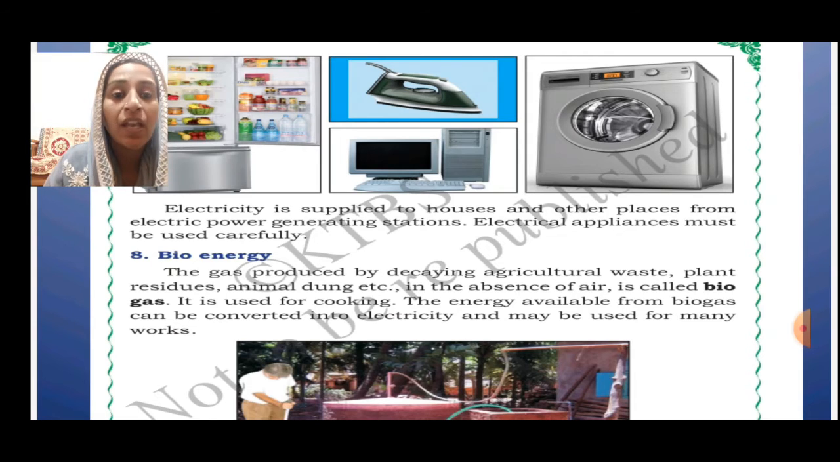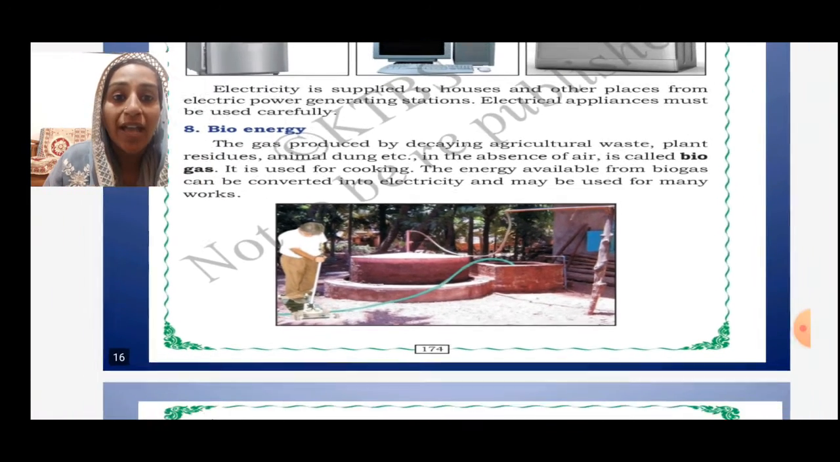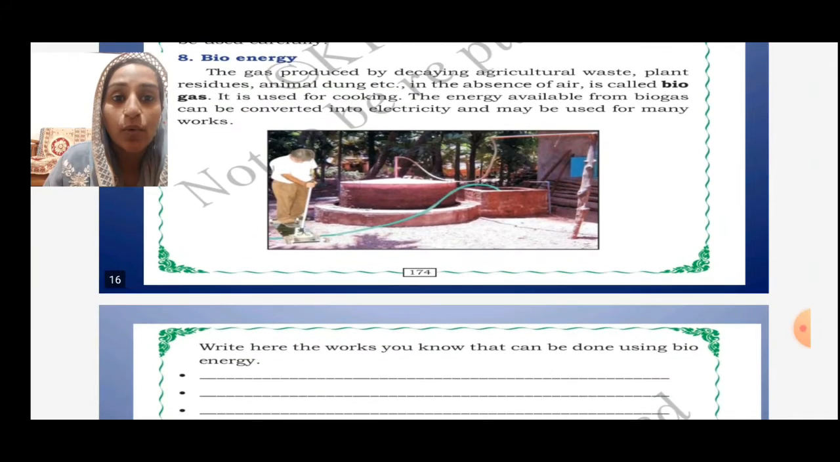Then next is natural energy, that is bioenergy. It is produced naturally. The gas produced by decaying agricultural waste, plant residues, animal dung, etc., in the absence of air, is called biogas. What is it called?